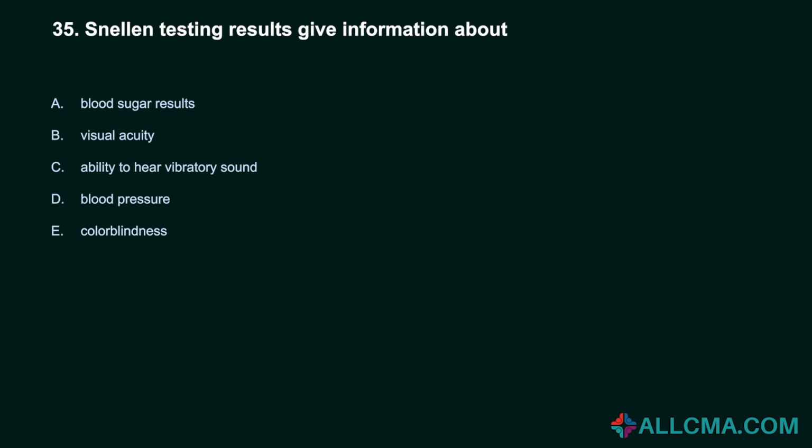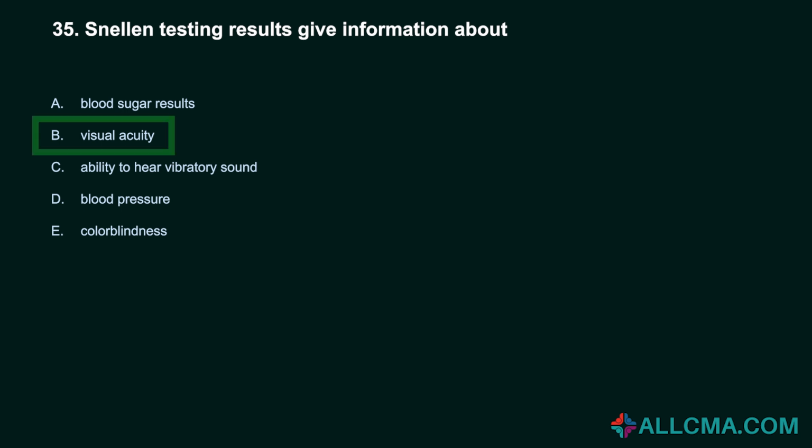35. Snellen testing results give information about A. Blood sugar results. B. Visual acuity. C. Ability to hear vibratory sound. D. Blood pressure. E.